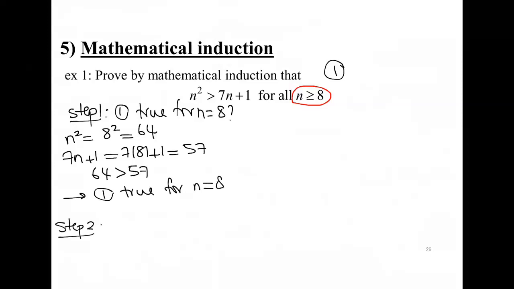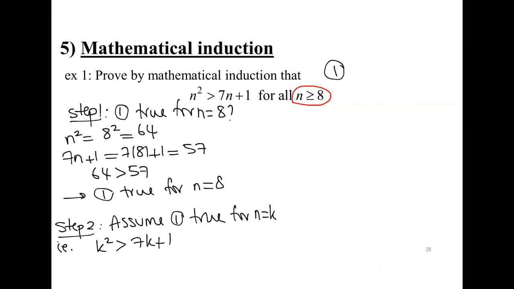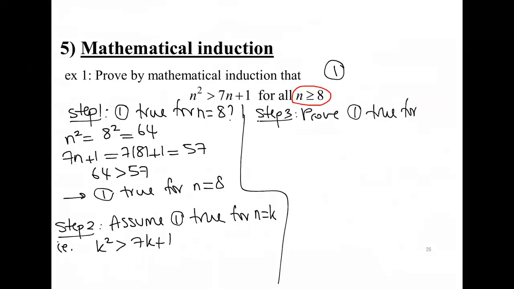Now, in step 2, I assume that 1 is true for n equal to k, which means that I replace n by k in the statement, which means that k squared should be greater than 7k plus 1. And of course, in step 3, I want to prove 1 true for n equal to k plus 1, so I replace n by k plus 1.